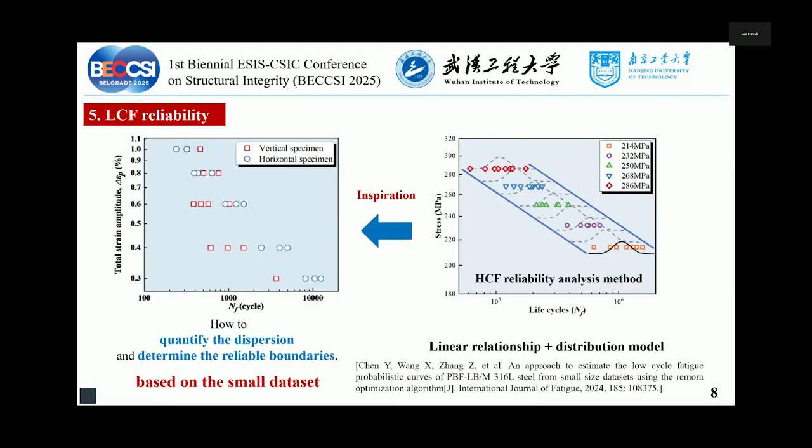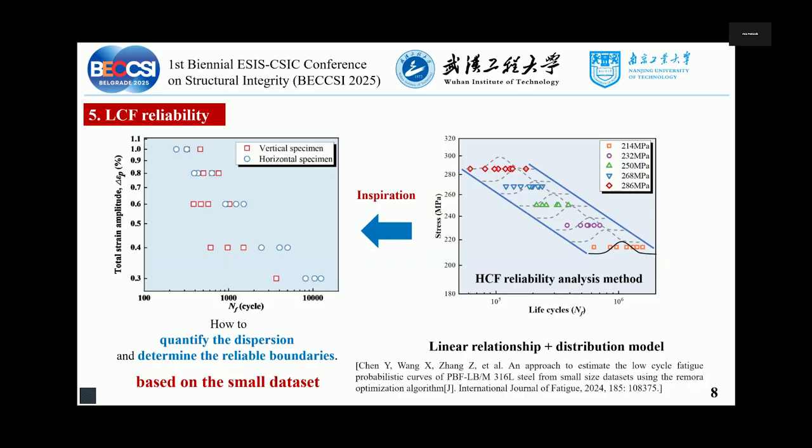Okay, the final part is the most important: how to quantify the dispersion and determine the reliable boundaries. Because the LCF test is a long-term test, the sample size is very small. We can't get many data sets. So we need to analyze the reliability based on a small data set.